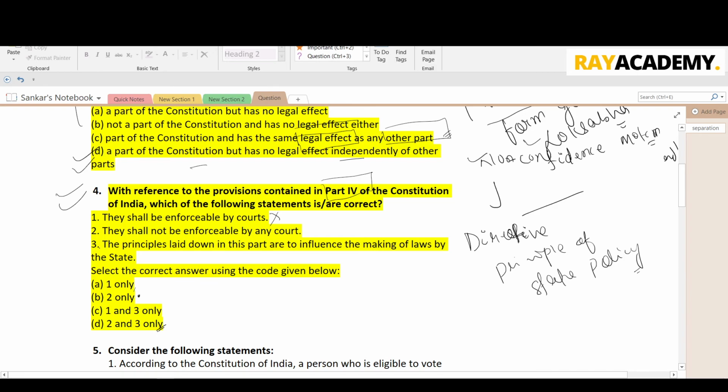Then second, they shall not be enforceable by any court. Understand, this is very important. You have to choose which is correct. They shall not be enforceable by any court. Yes, this is a correct statement. Though it is negative in the form of the statement, it is a correct statement. The principles laid down in the part influence the making of laws by the state. Yes, as I told you earlier, these are guiding principles for the government as to what type of law they should frame. So, what is the correct answer? Answer is D, 2 and 3 only.